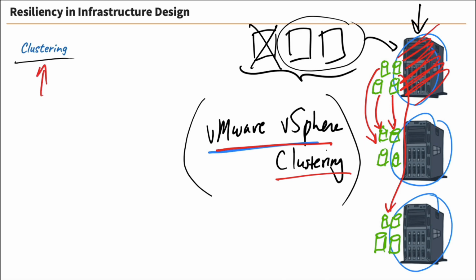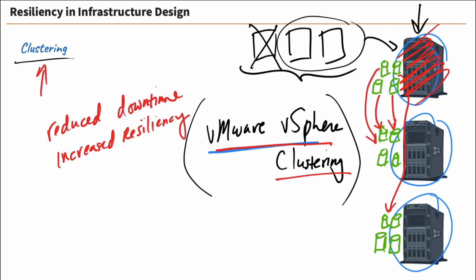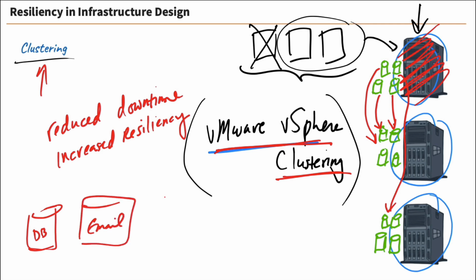Now, what benefits do we get from clustering? Well, of course, we get reduced downtime and increased resiliency. And it doesn't have to be just with VMware and Hyper-V and virtualization. We use it with databases as well. Database servers can do clustering. What else? Email servers can do clustering. And even other servers like web servers, they can all cluster as well. So there's lots of different services out there that you can cluster. And the idea is we gain reduced downtime and increased resiliency.